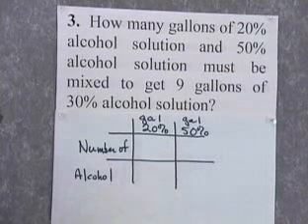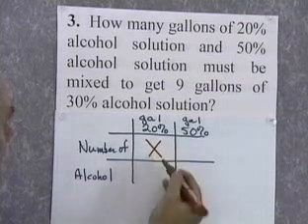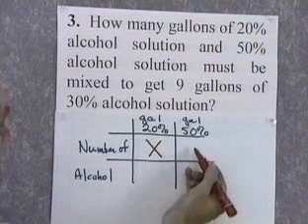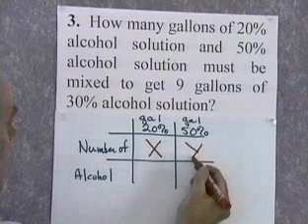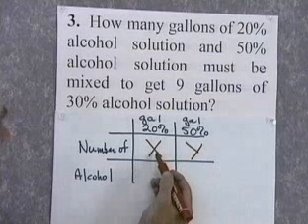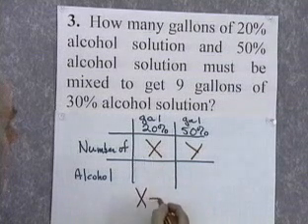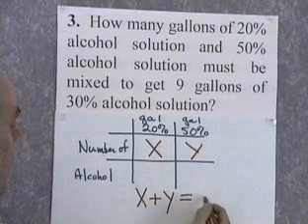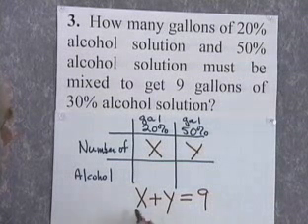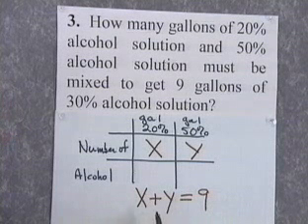So let's let the number of gallons of 20% solution be represented by X. The number of gallons of 50% solution will be represented by Y. Well, that tells me that since I have 9 gallons total, X plus Y must come out to be equal to 9. So that's one equation in a system of equations that together will describe the situation in this problem.